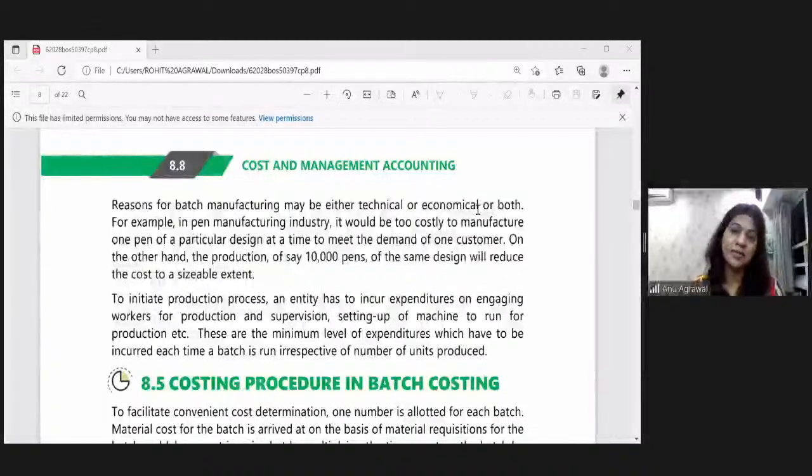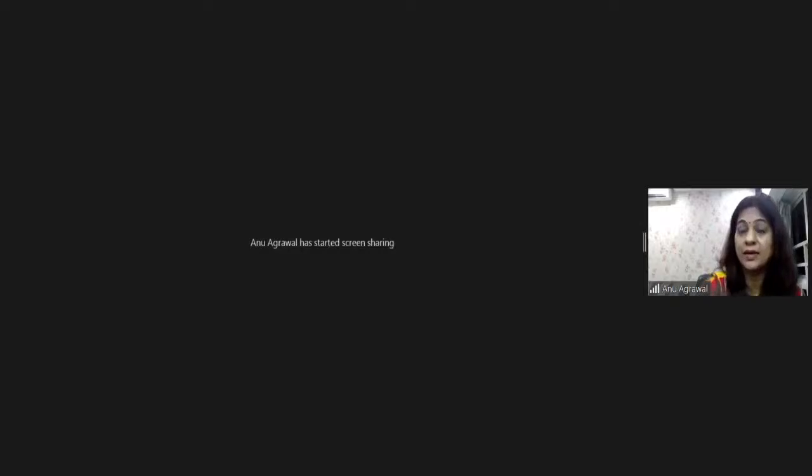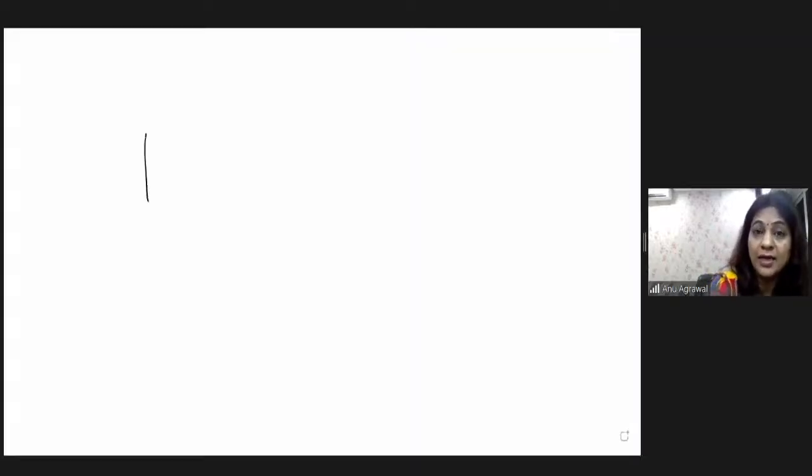Now, I should not have to explain the concept of economic order quantity. You have already understood it when you studied material costing. All of us should understand that with inventory, besides the purchase cost, there are two costs associated. One is the ordering cost, and the second is the carrying cost.